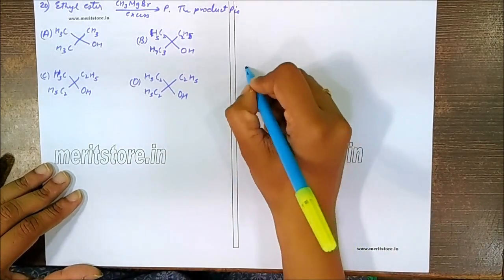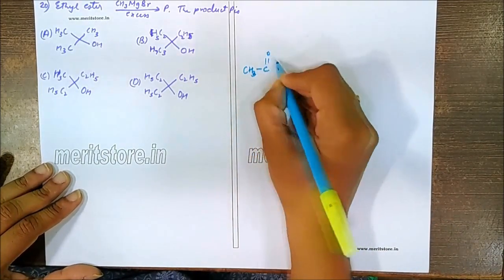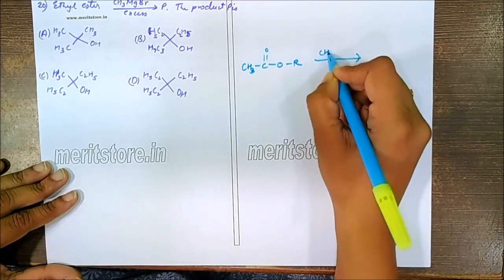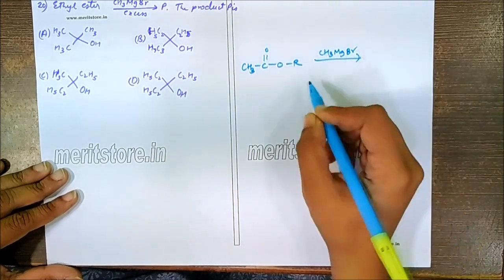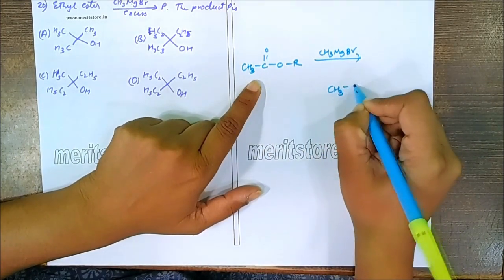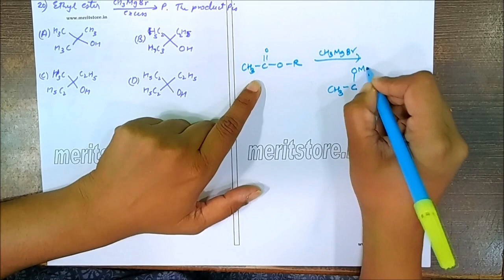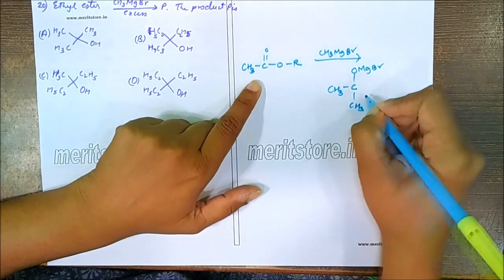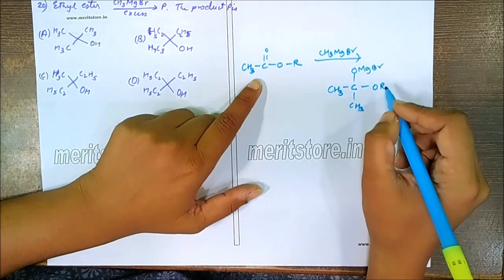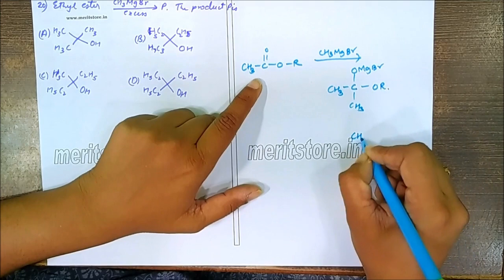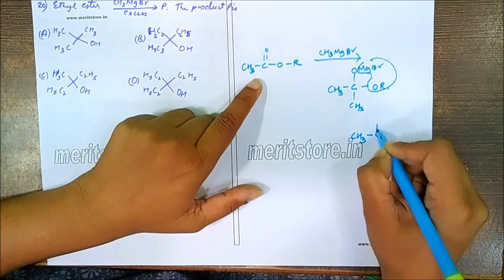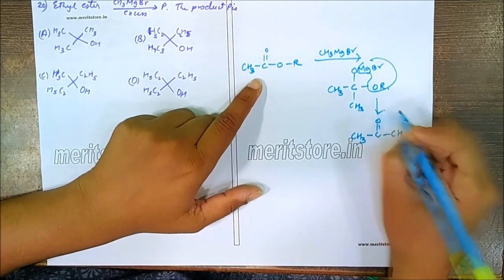Ethyl ester. So ethyl ester means 2 carbons should be there, any ethyl ester. If it is allowed to react with CH3MgBr in excess, this will be added across the carbonyl group. We are expected to get CH3C, this is OMgBr, CH3, and this is OR. So in the first step, we are expected to get CH3C double bond O, CH3, that is acetone.